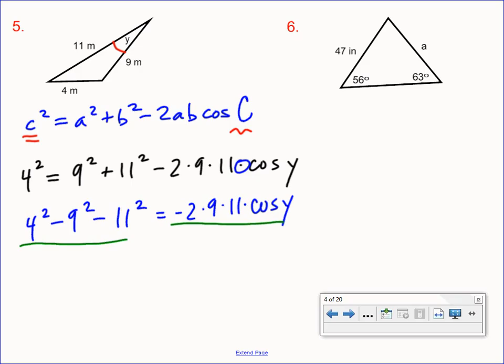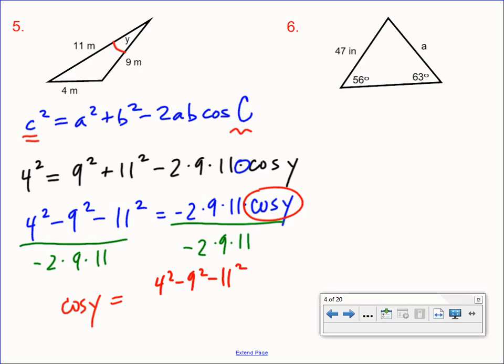In order to get that cosine y term alone, I'm going to divide both sides by negative 2 times 9 times 11. That way, cosine y is alone. Cosine y is given by 4 squared minus 9 squared minus 11 squared all over negative 2 times 9 times 11. Gosh, and we're so close I can almost taste it.